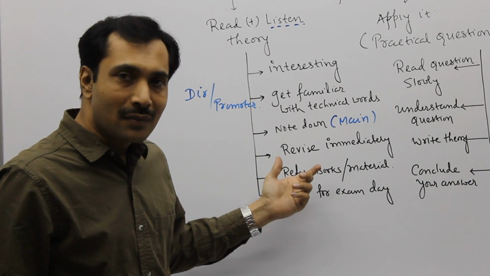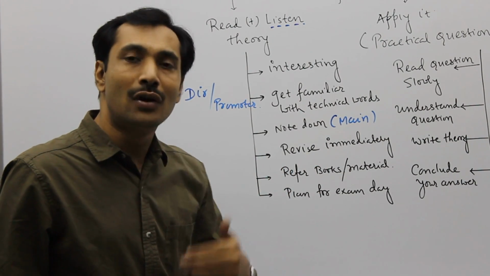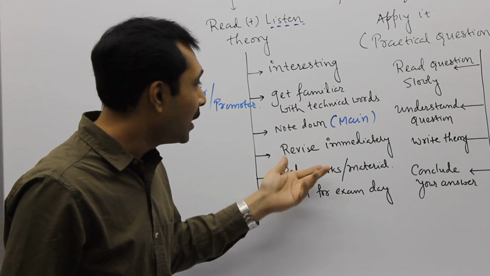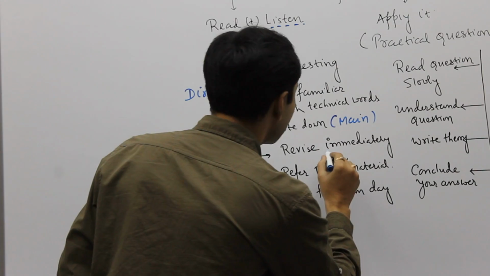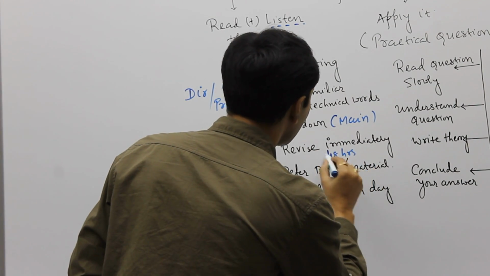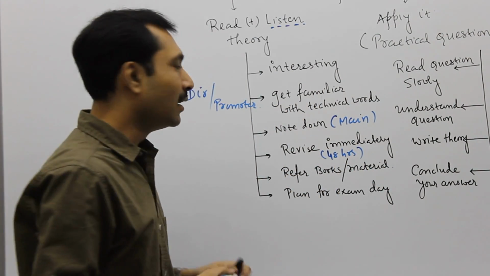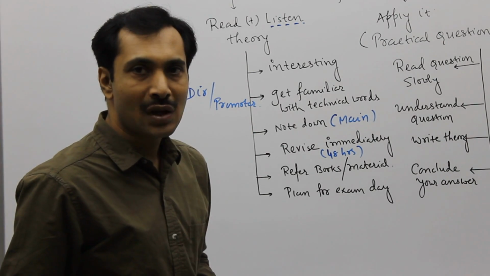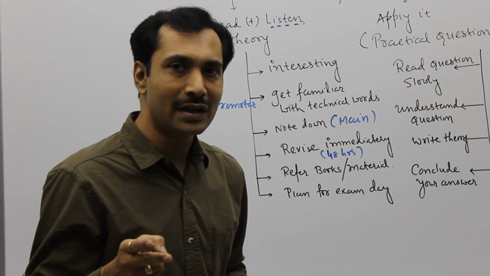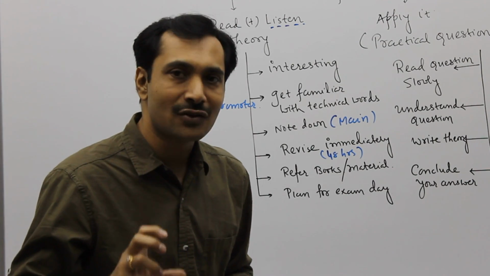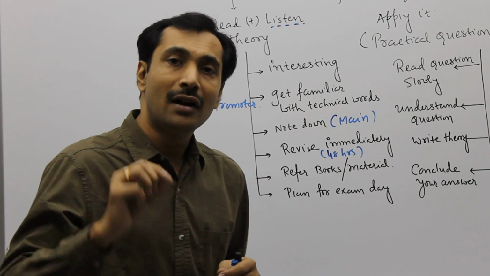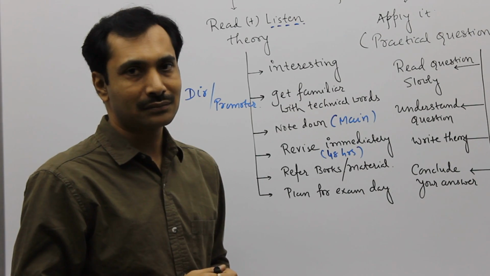And once you have learned the theory, you have heard the theory, you are required to revise it immediately, not later than 48 hours. So revise the theory immediately within 48 hours. Because if you revise within 48 hours, the rule of memory says that there are more chances of retention. You can retain up to 70%.